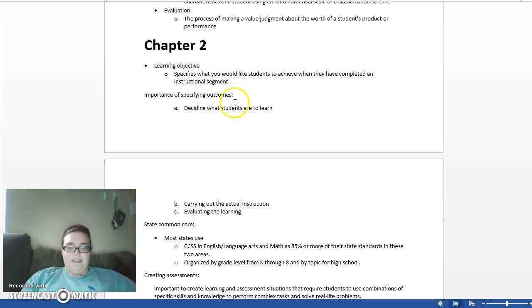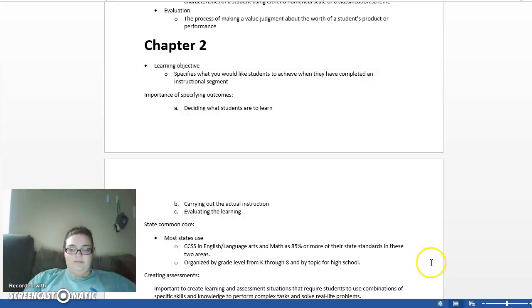And the importance of specifying outcomes is deciding what students are to learn, carrying out the actual instruction, and evaluating the learning. That's really important in a classroom setting for not only your students, but for you too. It keeps you on task and your students on task.